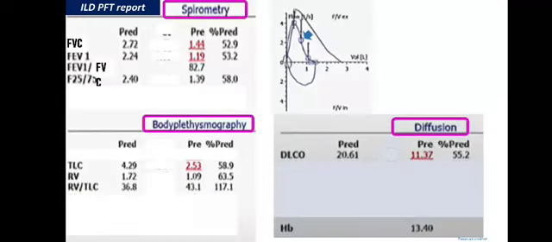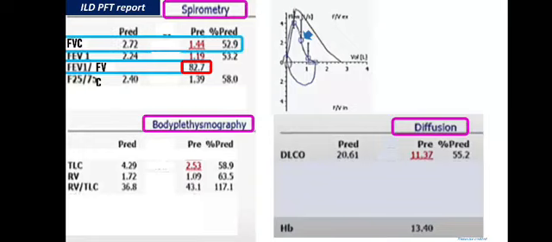This is the ILD PFT report. What we see first, FEV1-FVC ratio, it should be more than 80%, here it is 82%. So it is not a case of obstructive airway disease. So next we have to see the forced vital capacity. What is the value here? Percentage predicted value is 52.9%. It is less than 80%. So it's likely to be a case of pulmonary fibrosis.